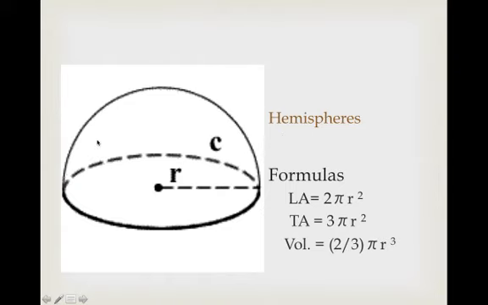Because a hemisphere is half of a sphere, the lateral area is 2 pi r squared. But by cutting the sphere in half, we introduce this circular base, so the total area is 3 pi r squared. The volume is just half of a sphere, so 1/2 of 4/3 is 2/3, giving us a volume of 2/3 pi r cubed.